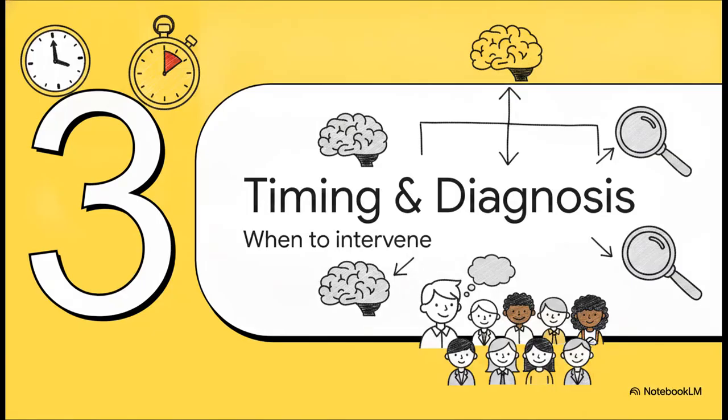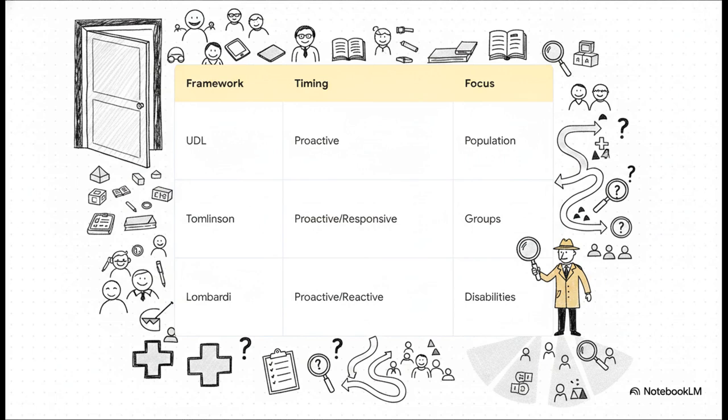That takes us to section 3, timing, focus, and diagnosis. So this core difference in who or what gets the blame dictates a massive contrast in the timing of how teachers should intervene. UDL is exclusively proactive. Because it blames the environment, it tries to fix that environment before teaching even starts for the entire diverse population. Tomlinson is proactive, sure, but she is heavily responsive. She plans flexible pathways, but then relies on adapting on the fly for temporary groups. And Lombardi is both proactive and reactive, heavily relying on diagnosing individual needs.